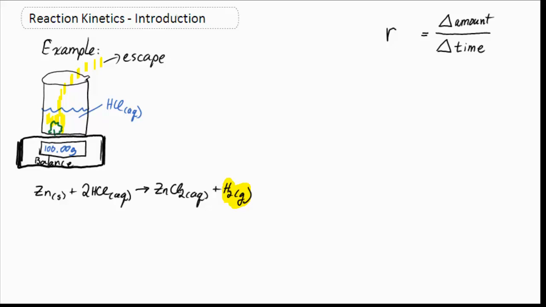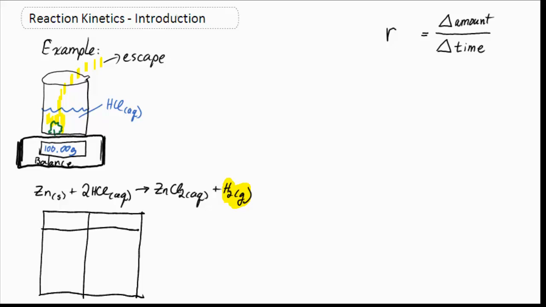So if we measure the mass of the system as the hydrogen escapes, we can make a table of values from which we can track the reaction going on, and then from that, calculate the rate. So let's say, at time 0, there's 100 grams. That's the whole setup, everything included. But after a while, 30 seconds, it's dropped to a mere 90 grams. After another 30 seconds, it's 84 grams. You might see that it's actually slowing down. And then at 90 seconds from the beginning, there's 82 grams of mass on the scale.